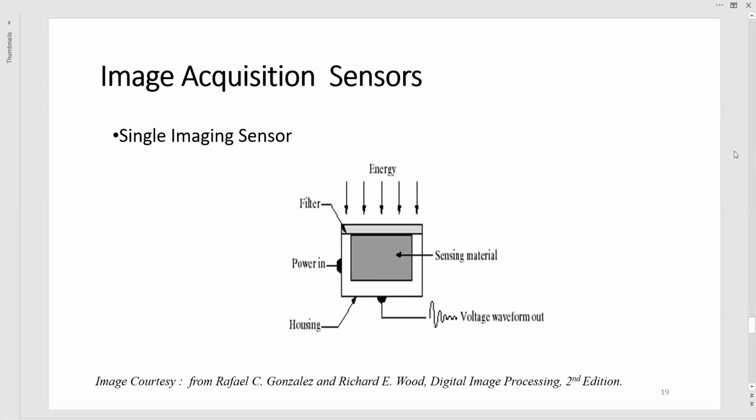These single imaging sensors are mainly used to capture two-dimensional images. And you can see that in the X and Y directions between the sensor and the area, there must be relative displacement. We can say a film negative can be mounted on a drum and made to move forward and back, like the old photostat machines.